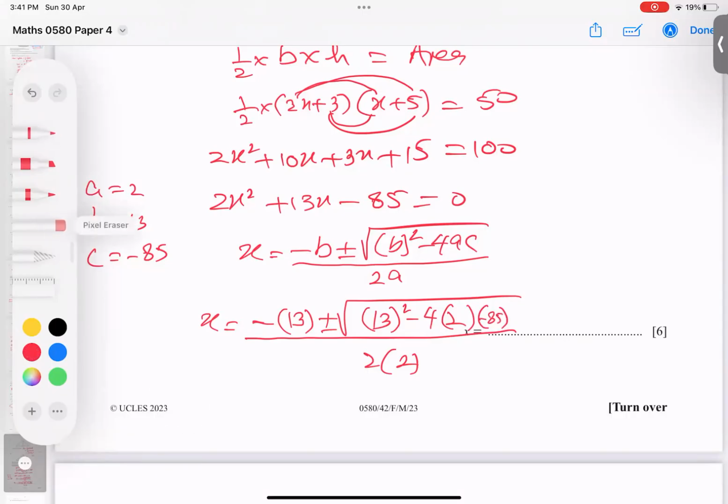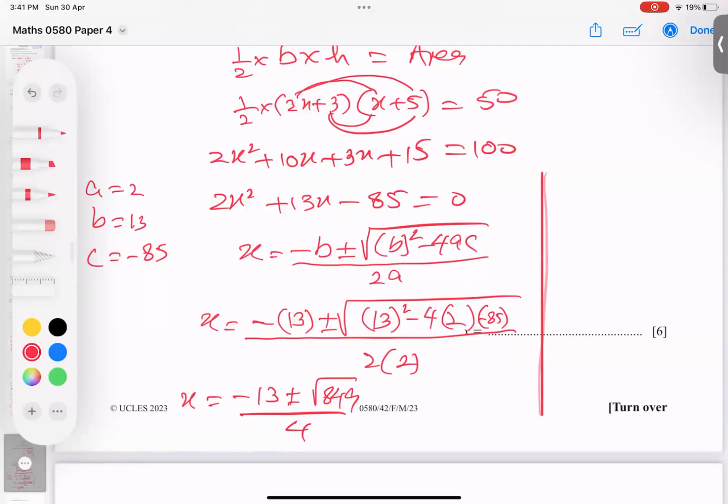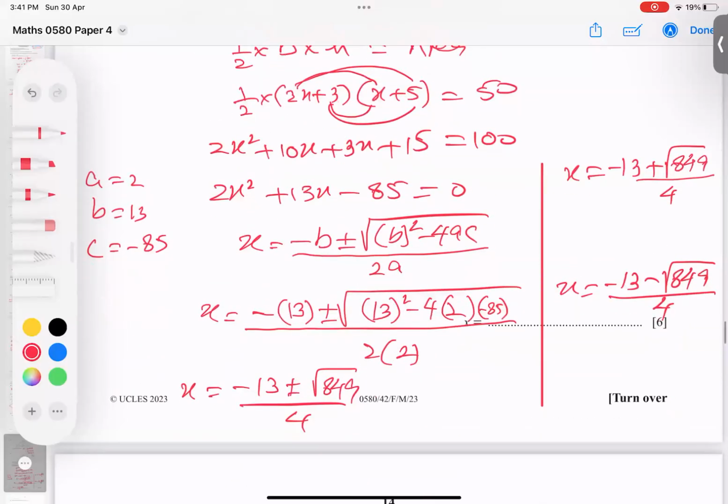I think I should type in the calculator. Minus 13 plus and minus the square root of 13 squared plus 4 into 2 into 85. Okay, this is coming 849. Now I'm doing it one by one. One answer: negative 13 plus root 849 over 4. And second answer: minus 13 minus root 849 over 4. And now he said find the x value, so this one I ignore. Why ignore? Because it's giving us a negative answer.